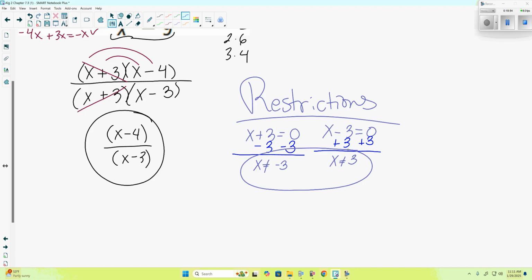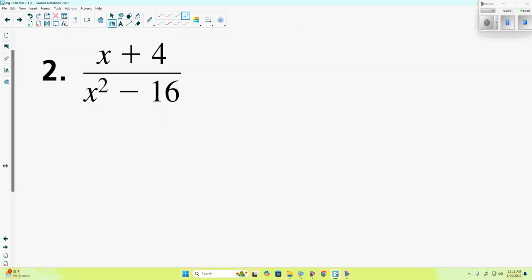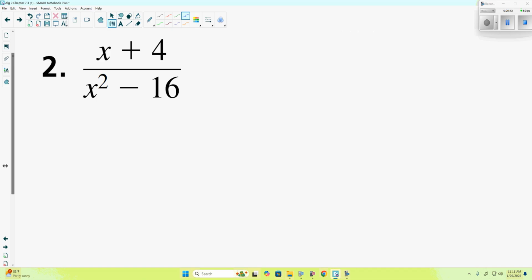Questions on this so far? We're ready for the next one. x plus 4 over x squared minus 16. The numerator, x plus 4. Can it factor?